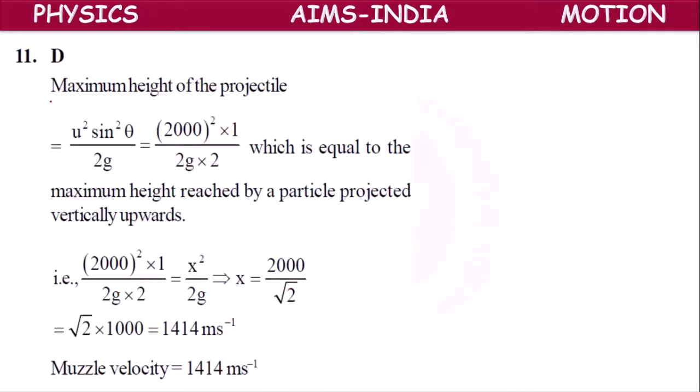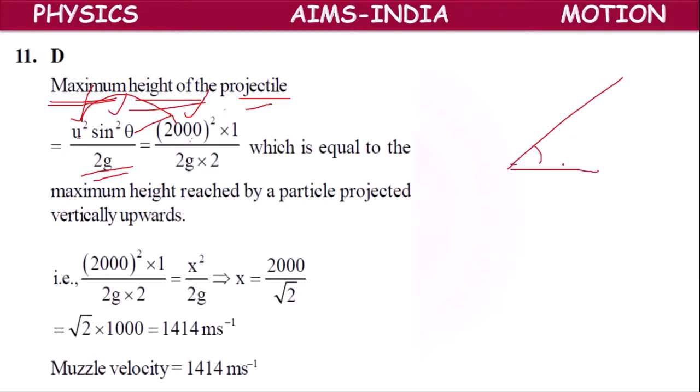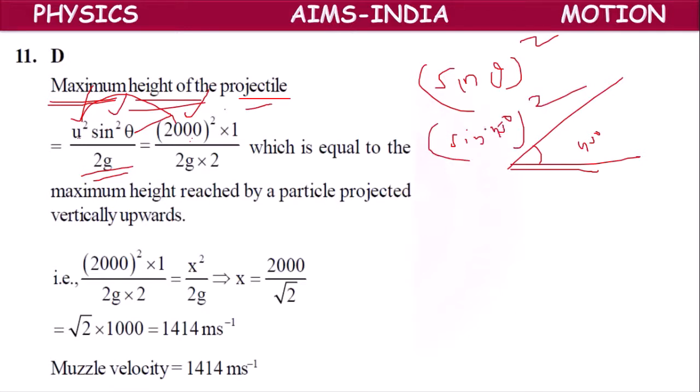So here, children, for the maximum height of a projectile we have the formula u square sine square theta by 2g, where u is the initial velocity which is 2000 given in the question, 2000 square, and theta means the angle of projection which is 45 degrees. So sine square theta means sine 45 degrees whole square. Sine 45 degrees value is how much? Sine 45 is 1 by root 2.